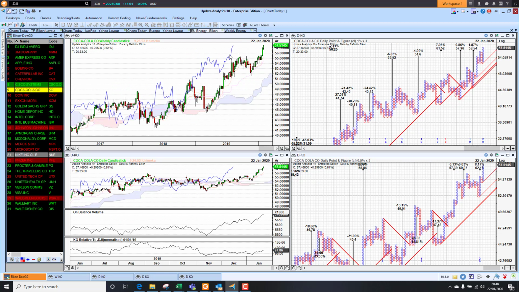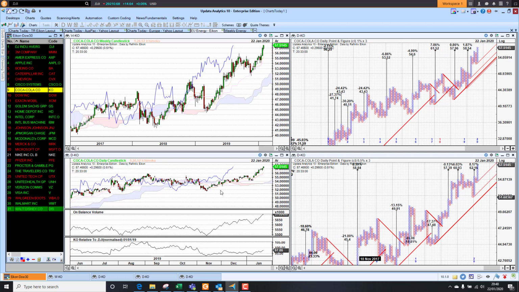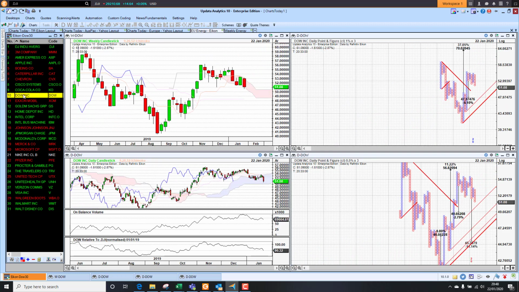We see here we are breaking new highs. Multiple upside targets, although they're not a long way away. We do still have upside, and here we do have upside as well, and breaking higher. The volume trend is looking very good, and the relative is probably just turning a corner. So Coke wins a place in our top 10.